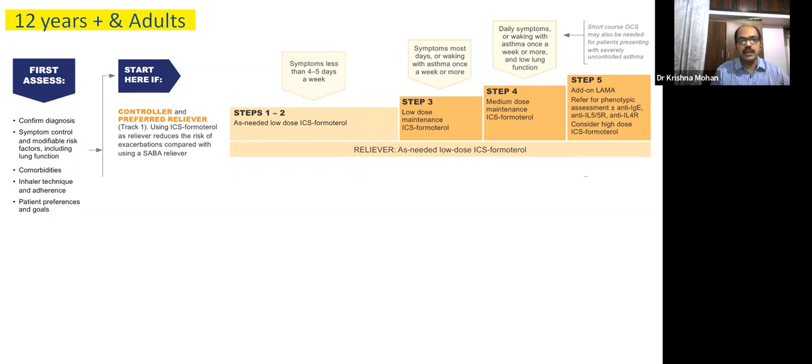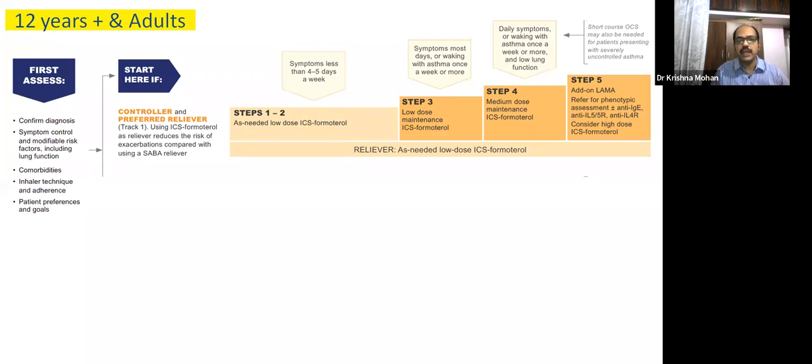So in track 1, the reliever used is as-needed low dose inhaled corticosteroid-formoterol. You can use this as-needed low dose inhaled corticosteroid-formoterol, which comes in a single inhaler. If you want the trade name, I will say Areacode from Cipla. And another one is Budamate, which is coming from Lupin. So here we are advising the MART therapy. MART therapy means for both reliever as well as controller, we are using a single device. So this is track 1.